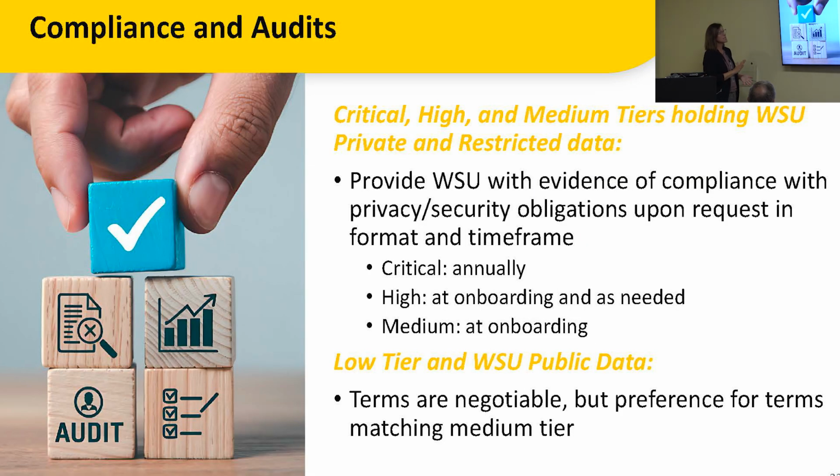For compliance and audits, like I said, if it's not written in the contract, they don't always have to comply with your requests. So for higher tiers, we want evidence of compliance upon request, in the format and time frame. For critical vendors, we're going to ask for that annually. High at onboarding and as needed, so it may be annually at some point for some of our vendors, and then medium at onboarding. Low tier, again, negotiable, but we'd like them to meet the medium threshold.